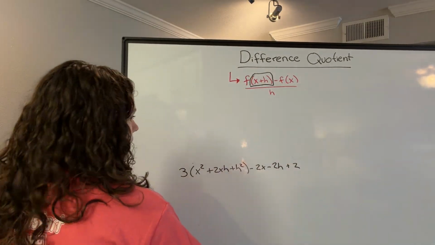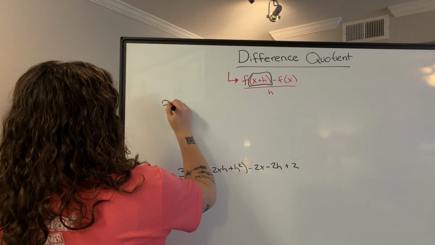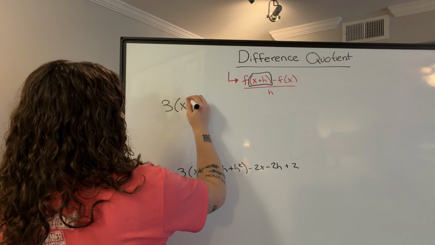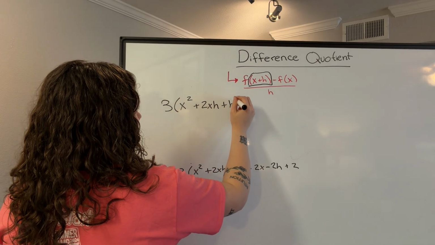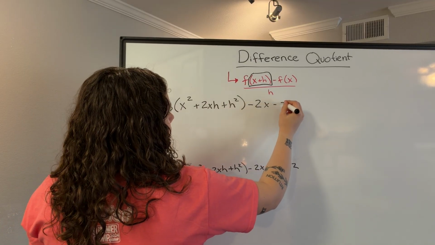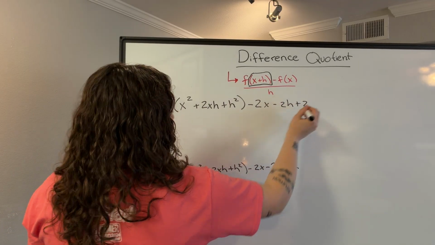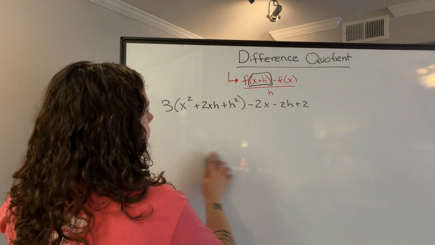I'm just going to erase and then move up. 3x squared plus 2xh plus h squared minus 2x minus 2h plus 2. So I just rewrote because I want to make it look a little cleaner so I don't get confused.